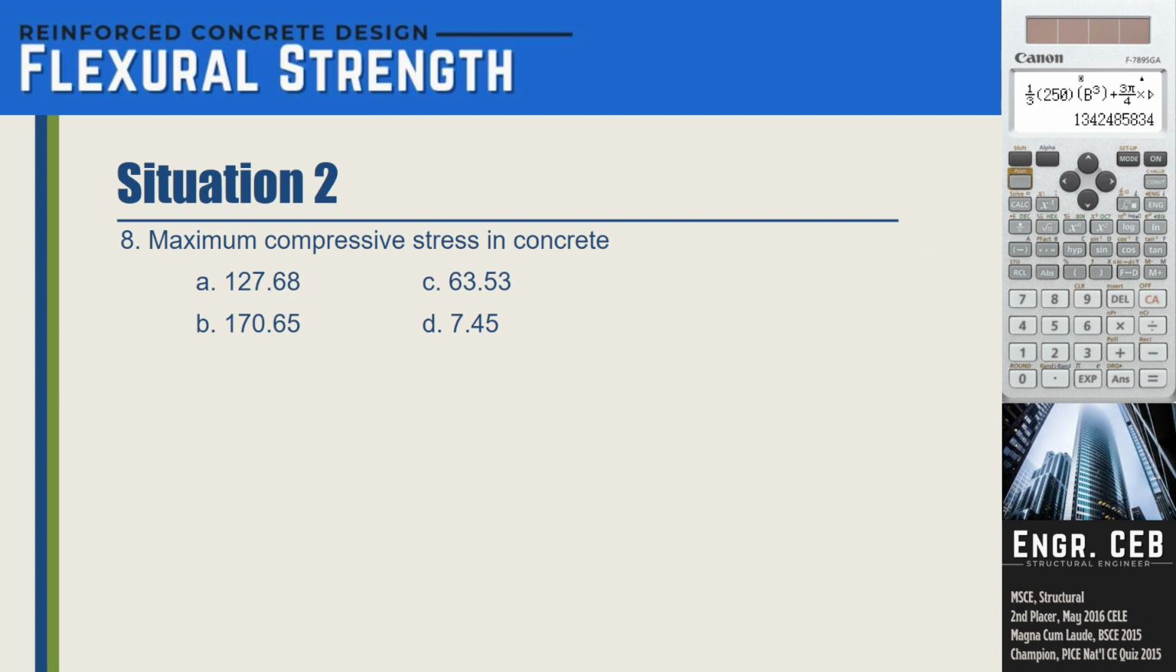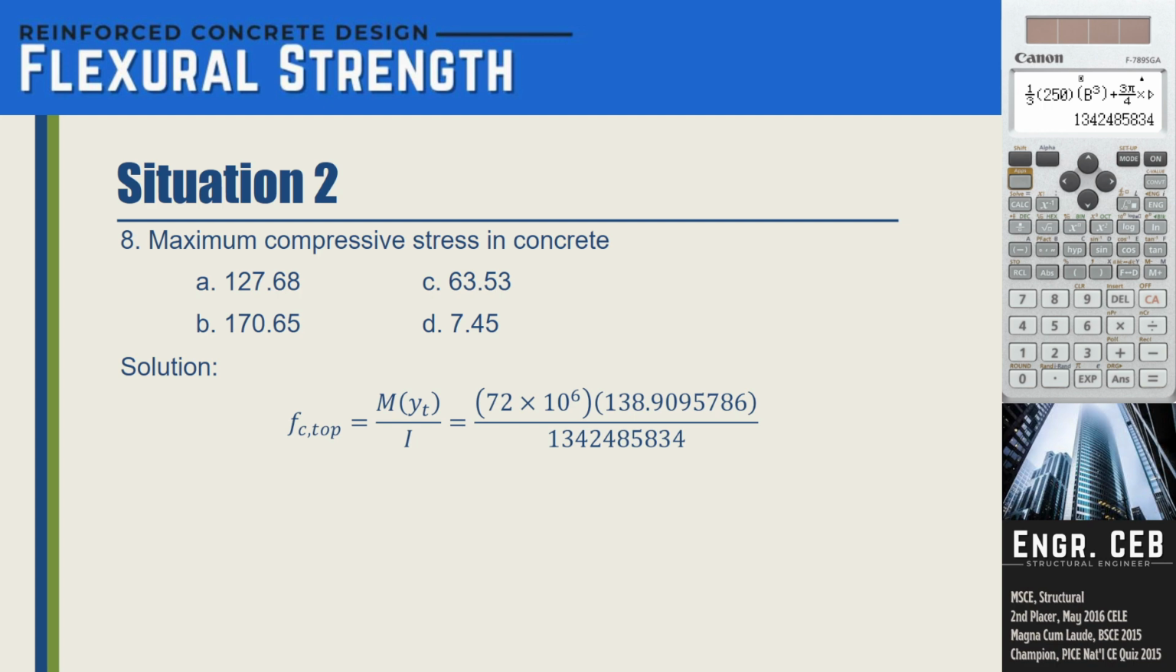We already have our moment of inertia, so we can now start solving for the stresses. Maximum compressive stress is M C over I lang din. That is 72 times 10 to the 6 times our y, which is 138.9, divided by our moment of inertia. So that is 7.45 megapascal. That is letter D.